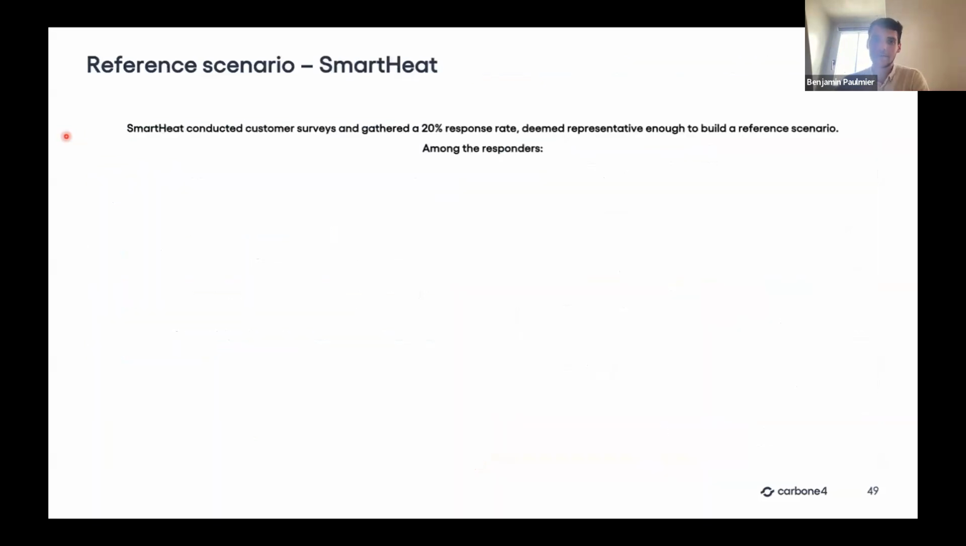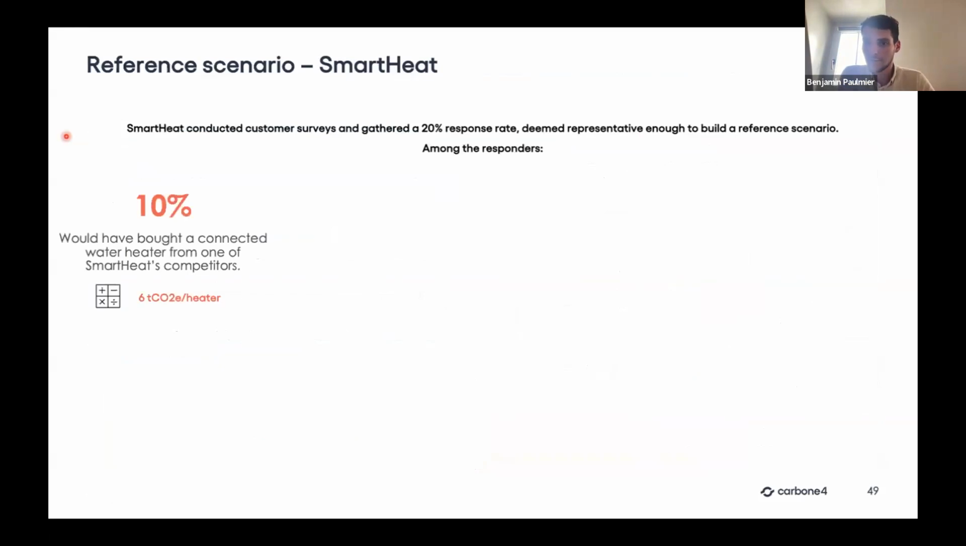For Smart Heat, as we said, they have a customer survey to build their reference scenario to see how their customers would have behaved without the existence of Smart Heat. They had a good response rate that was deemed representative enough to build the reference scenarios. And among the respondents, 10% have said they would have bought another connected water heater from a competitor. And Smart Heat carried on with their internal calculations to find out that this would equate to 6 tons per heater over a full lifespan of 10 years.